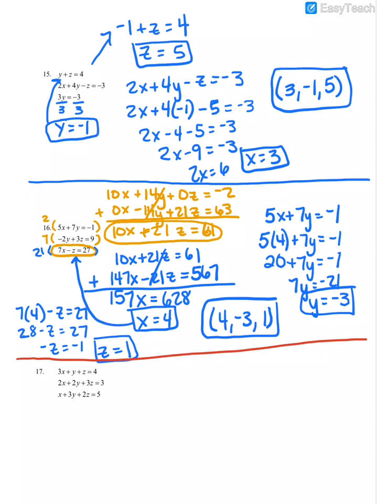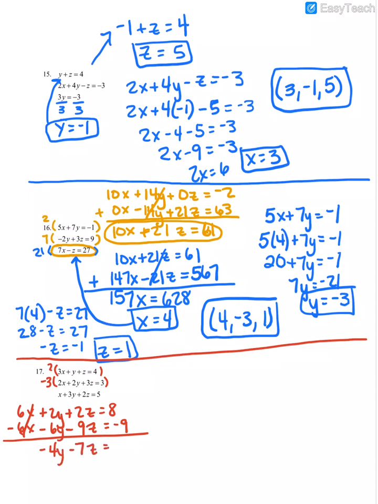Alright, last one on this page. Again, the game plan, I think I'm going to get rid of x's just because it doesn't really matter. They all have a 1, a 2, and a 3 in them. So, working with the top two, I'm going to multiply this guy by 2 and this guy by negative 3. So I get 6x plus 2y plus 2z equals 8, and negative 6x minus 6y minus 9z equals a negative 9. Add them together, so I get negative 4y minus 7z equals a negative 1.